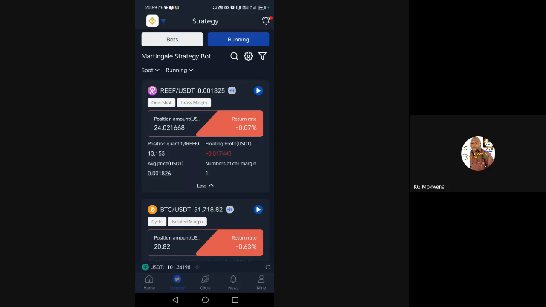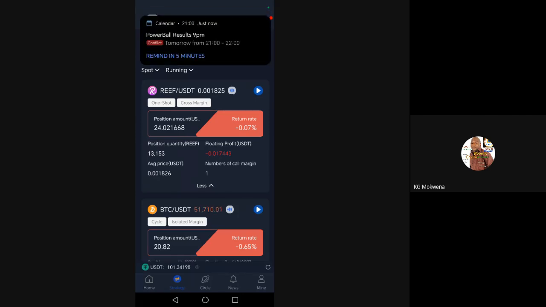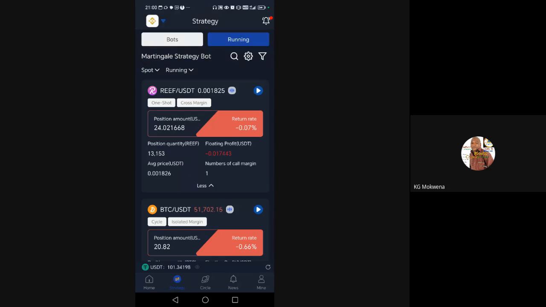The robot only makes profits on the spot market. It will never go against your capital. It will never reduce anything from what you have, for instance. So, which is a good thing. In this case, the settings we have only generate profits for you.